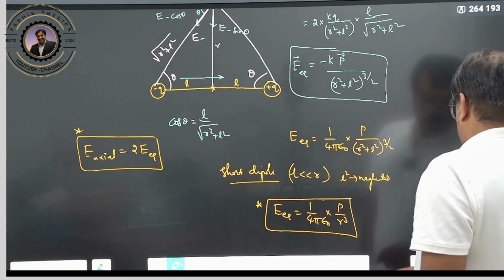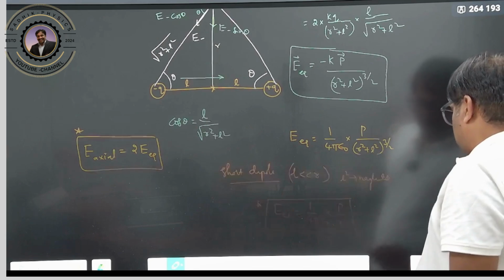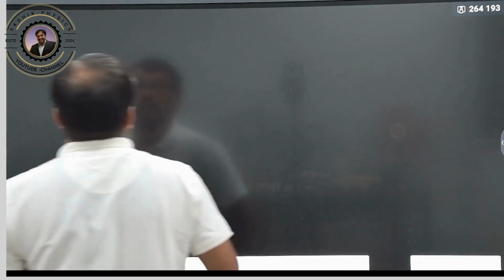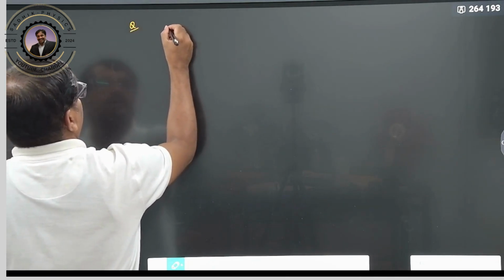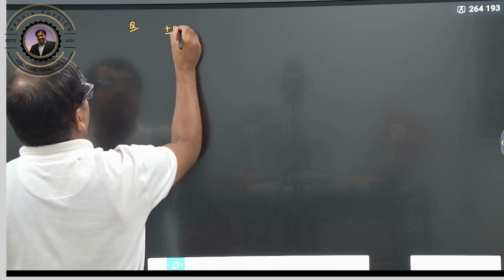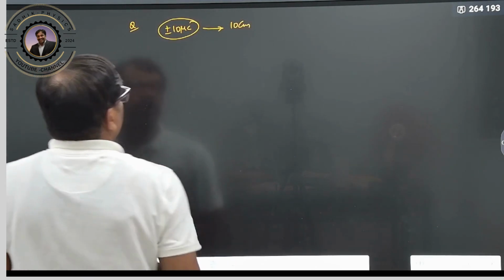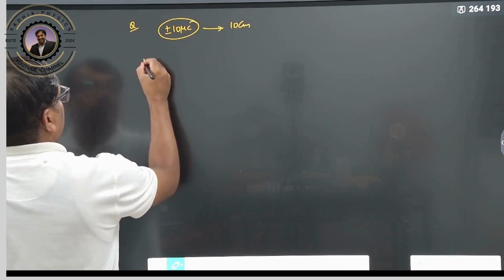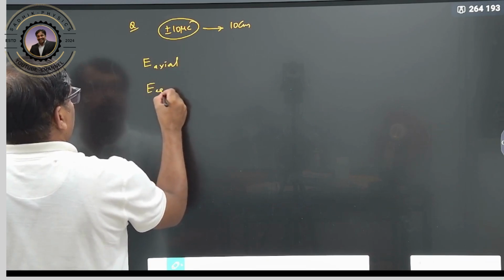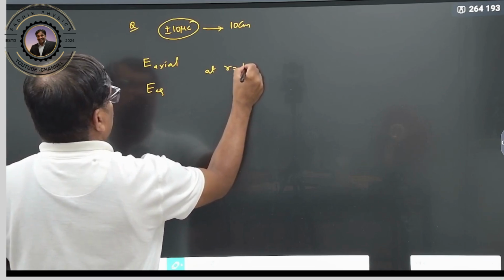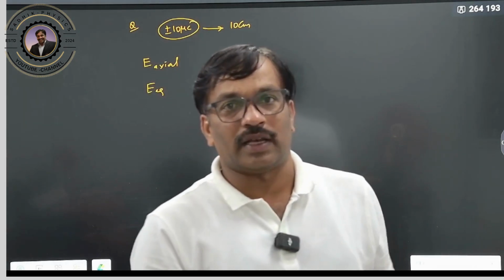Correct? So now let us see one more question here. Suppose one dipole is there, plus or minus 10 microcoulomb, separated by a distance of 10 centimeter. We want to calculate E along the axial line and E along the equatorial line at a distance of R equals 1 meter. 1 meter is very large compared to 10 centimeter, therefore you can take it as a short dipole now.